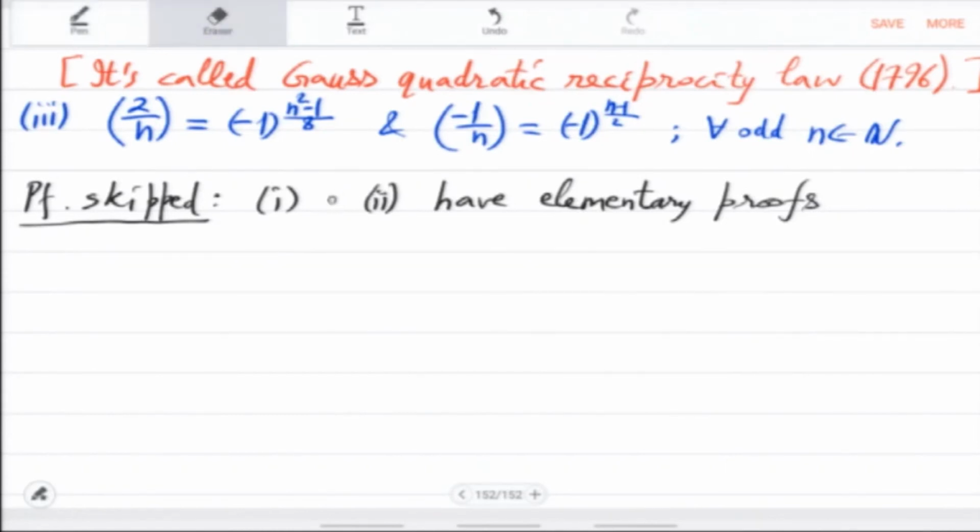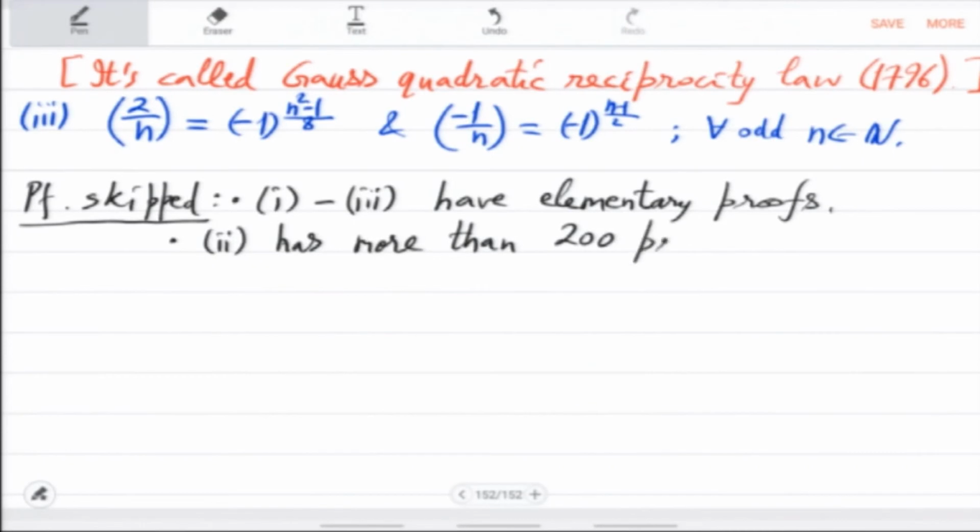In fact, all of them have elementary proofs, which you can find in textbooks. Especially this second property, the reciprocity law, has more than 200 proofs known. This is such a fundamental law of numbers that different mathematicians have given different viewpoints, so very different proofs are known.